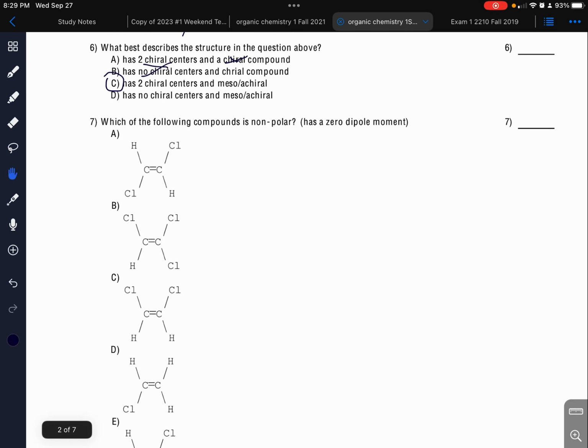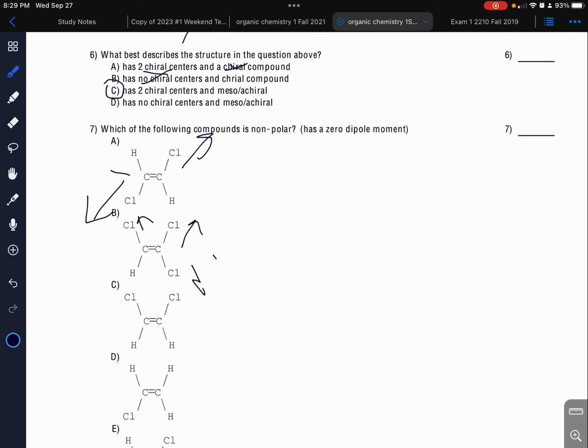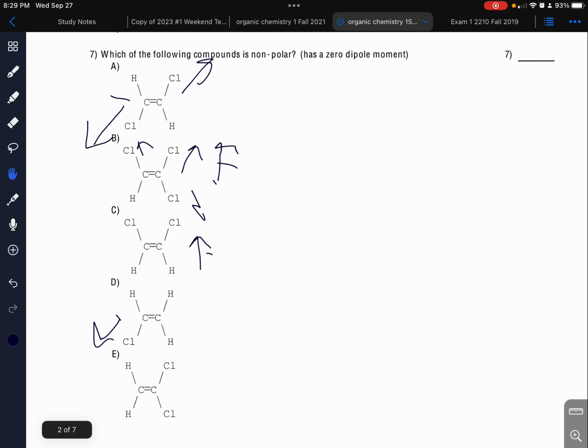Which of the following is non-polar, has a 0 dipole moment? So let's look at where things are being pulled. This is being pulled in 2 equal and opposite directions. On B, we have 3 things being pulled, and net we're going up. C, net we're going up. We only have 1 thing being pulled in D. And then in E, we're clearly being pulled toward the side. Therefore, A is the only one that doesn't have things being pulled.